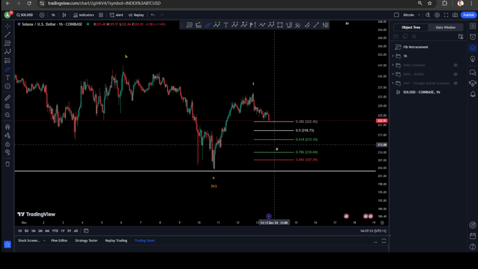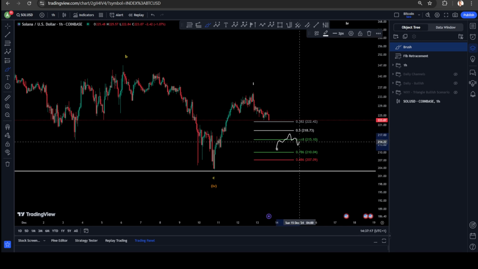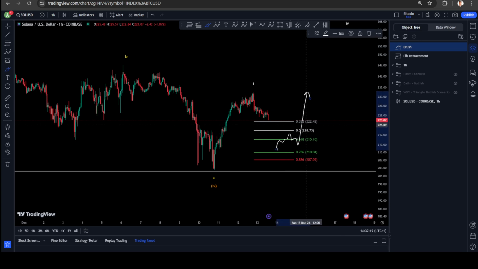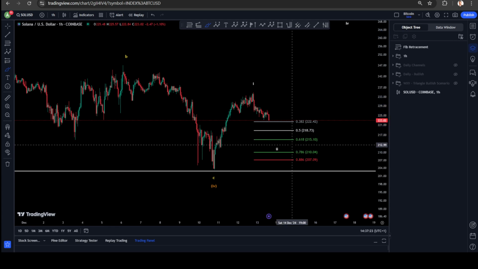In that case, you would like to see 1, 2, 3, 4, 5, 3 waves down, and then continuation massively towards the upside as a signal and confirmation for your bullish scenario.